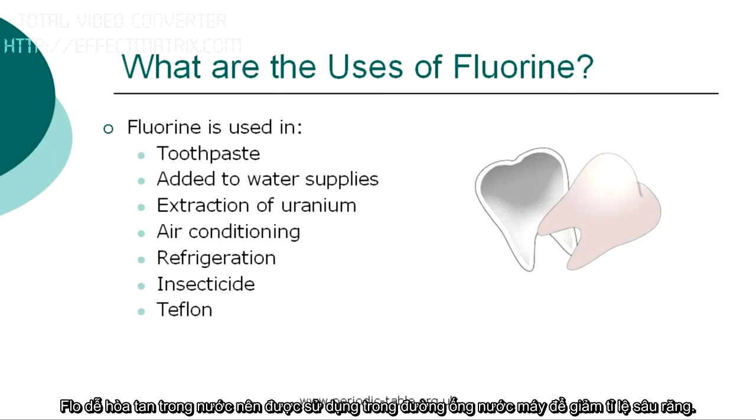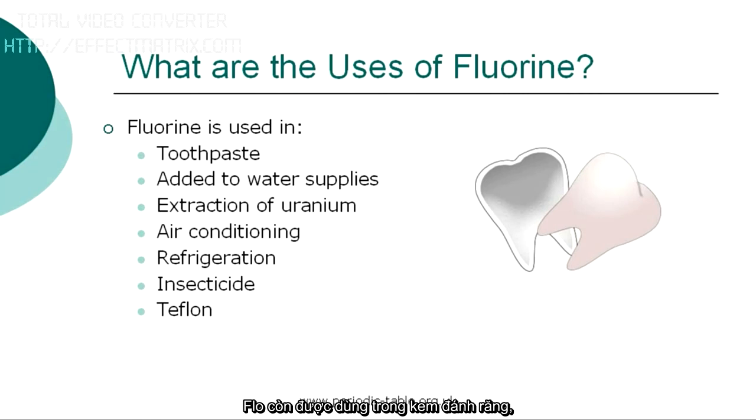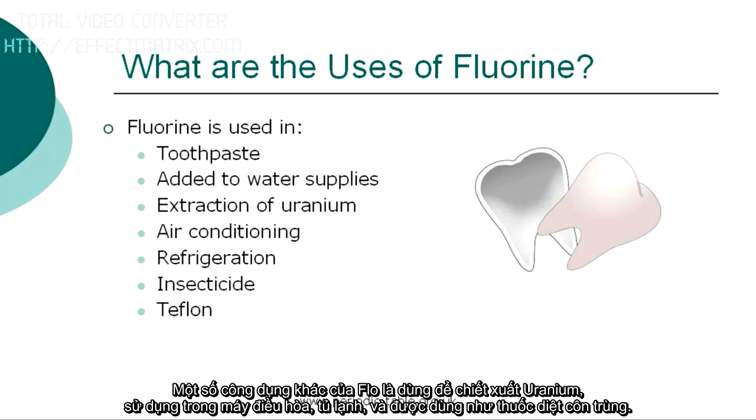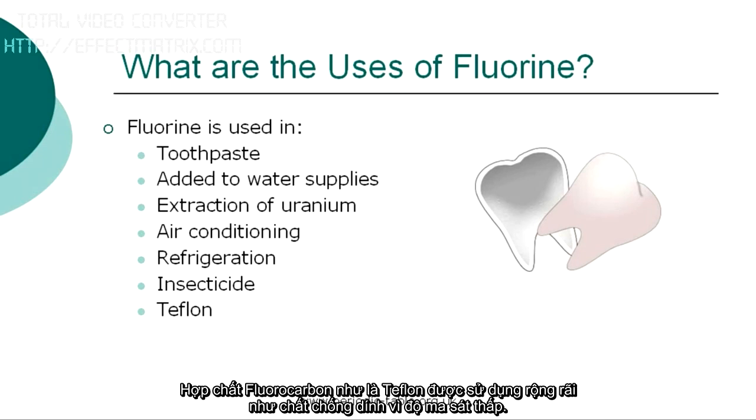Soluble fluorides added to public water supplies have reduced the incidence of tooth decay. It is also used in toothpaste. Other uses of fluorine include the extraction of uranium, in air conditioning and refrigeration, and also as an insecticide. Fluorocarbons such as Teflon have found extensive use as lubricants because of their low friction.